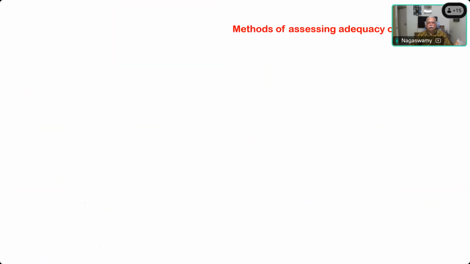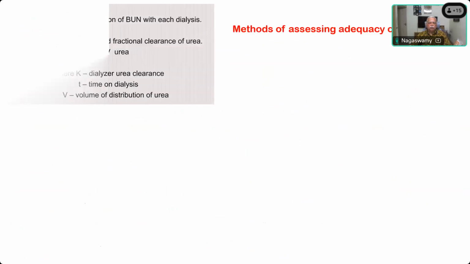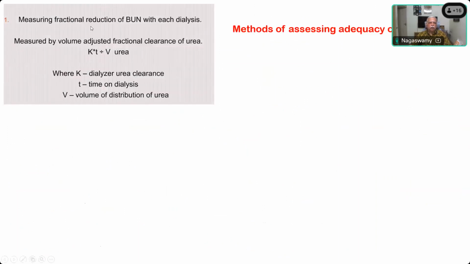Now, how do you assess whether the patient is adequately dialyzed and is responding to the renal replacement therapy? That is done by measuring what is called the fractional reduction of urea with each dialysis. So you measure the volume-adjusted fractional clearance of urea, for which the formula is K multiplied by T divided by V urea, where K is the dialyzer urea clearance, which you can measure from the urea content in the dialysate fluid, T is the time on dialysis. So both of them are multiplied and divided by the volume of distribution of urea.